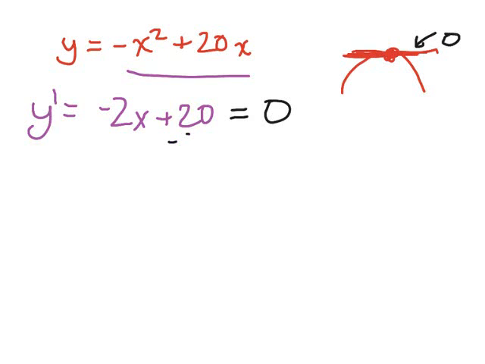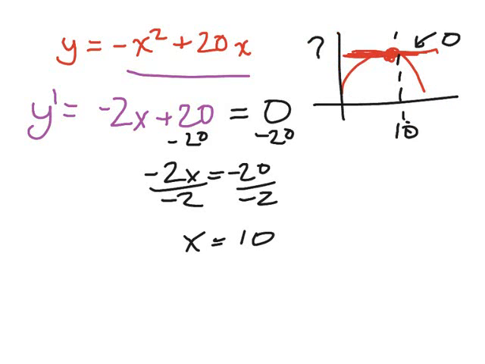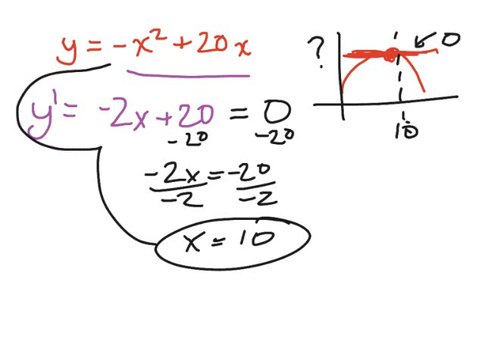So let's see, we're going to subtract 20 over, and we get negative 2x equals negative 20, and we're going to divide by negative 2. The negatives are going to cancel each other out, and x equals 10. Now that tells me the x value is 10. So right here, going left to right, it's over 10, but we got to figure out how high that is. So we're going to take this number and plug it back into not the slope equation, but the original equation. Okay, that gives us slope, this gives us height.